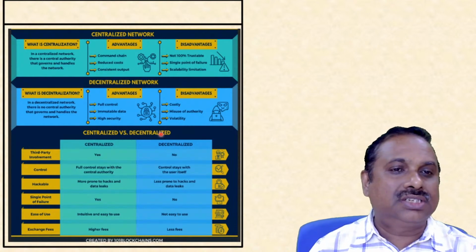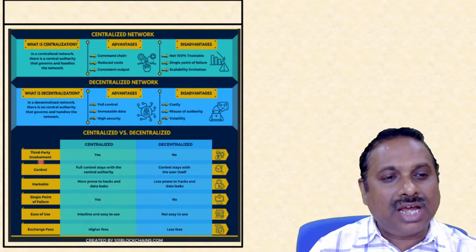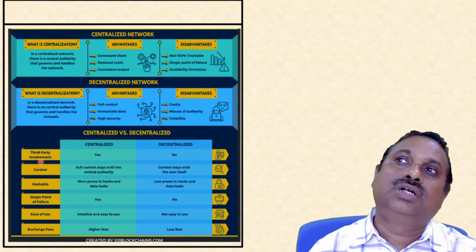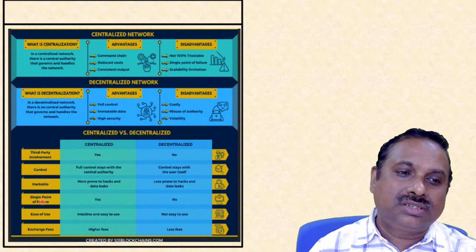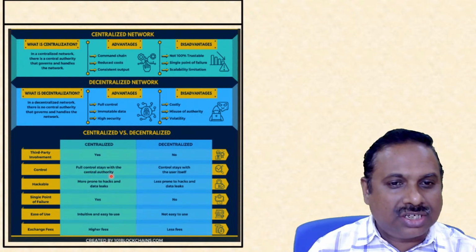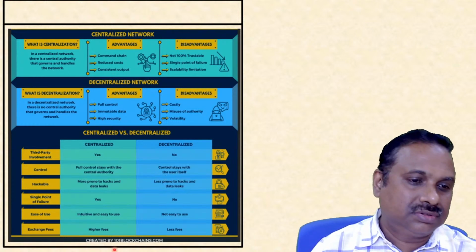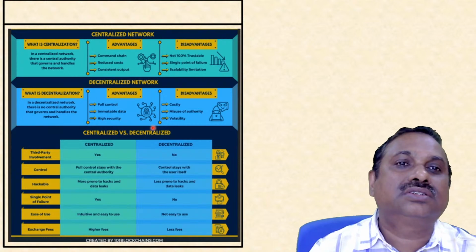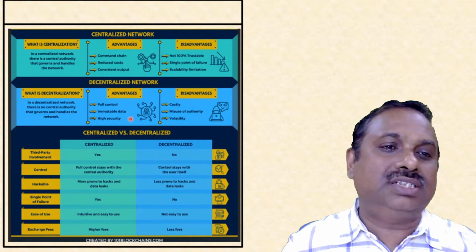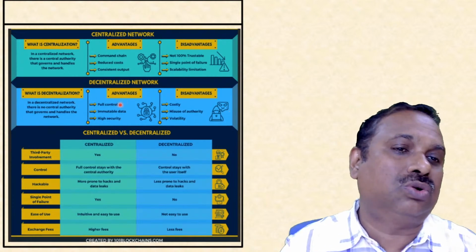So, centralized versus decentralized. In centralized, you can have third party involvement because you are dealing with huge quantity. Full control stays with the central authority. In decentralized, control stays with the user itself. So these are the advantages and disadvantages of centralized and decentralized. In decentralized, your advantage is full control.